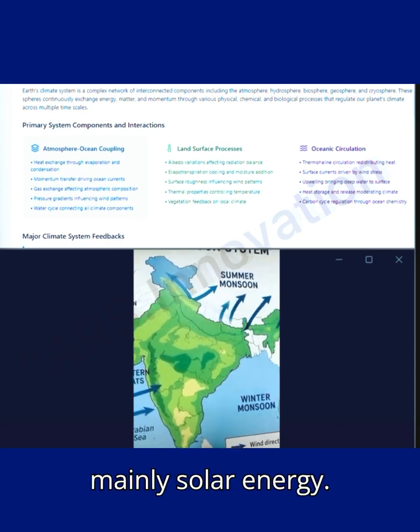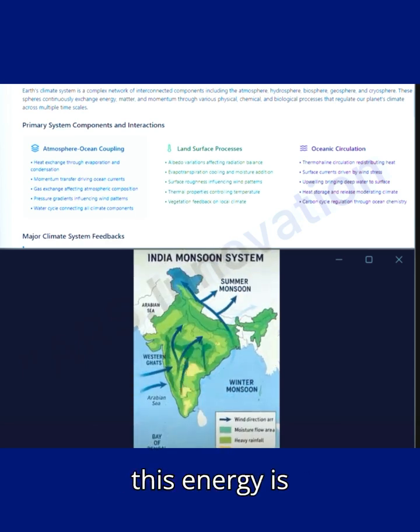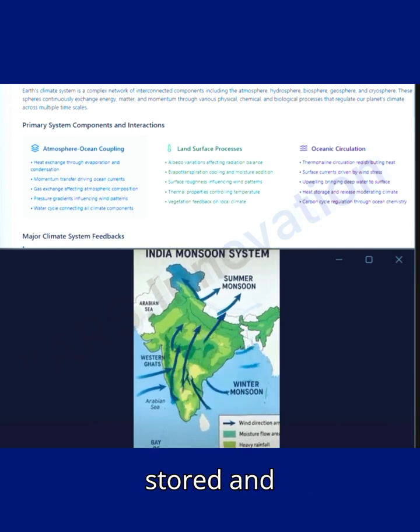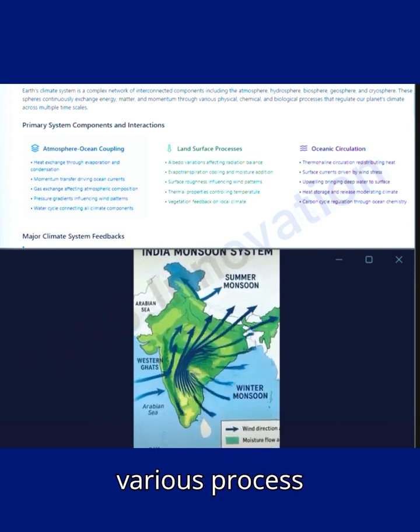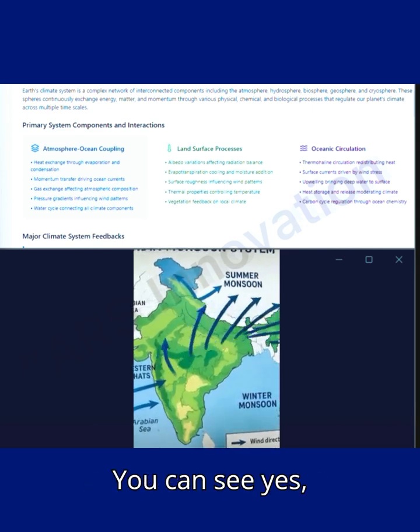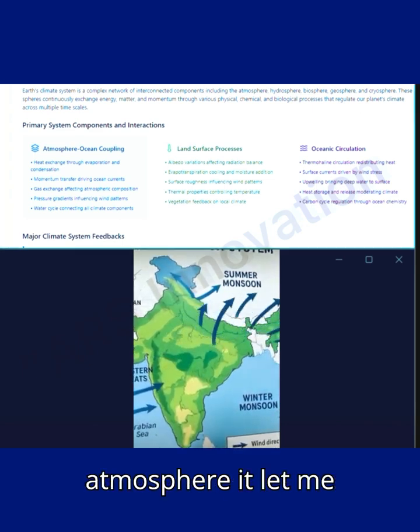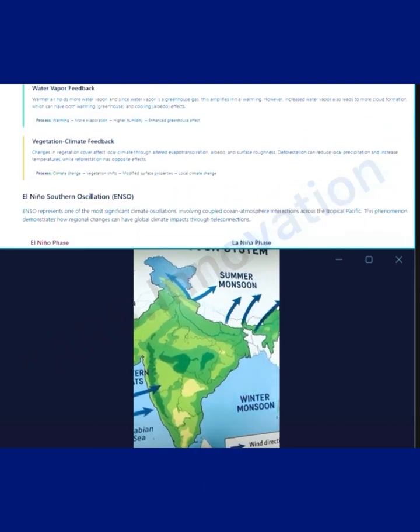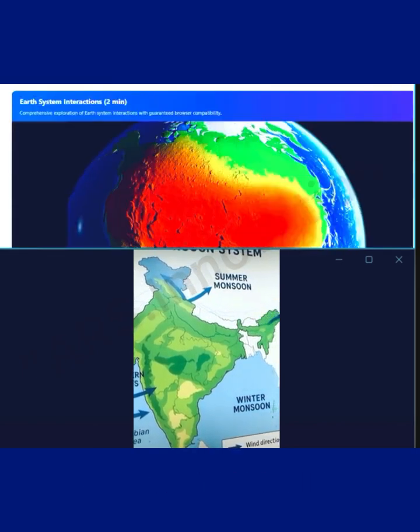This climate system works as a network of interconnected subsystems driven mainly by solar energy. This energy is absorbed, reflected, stored, and transferred through various processes within and between different components. These primary climate system components we can see as atmosphere. Let me show you.